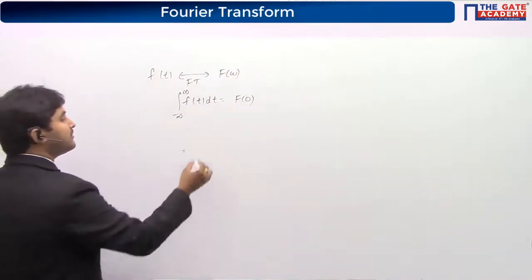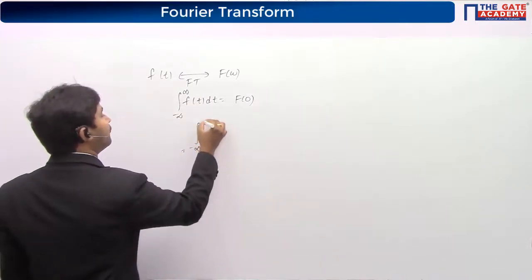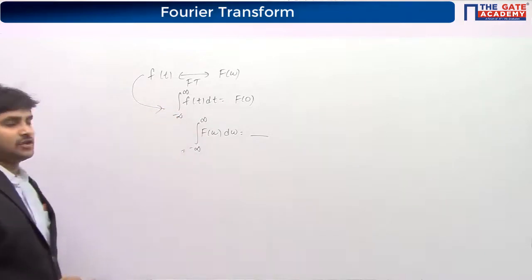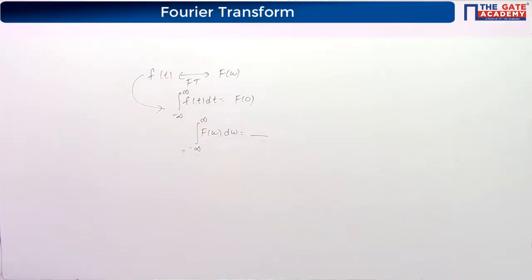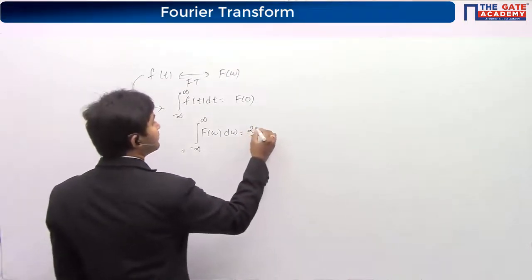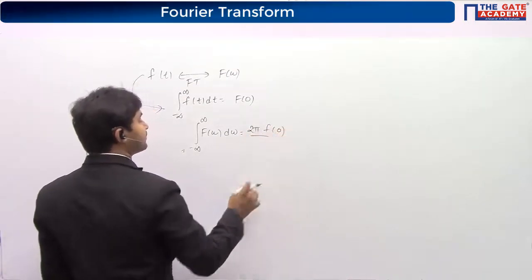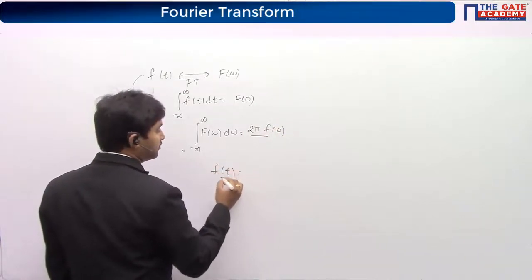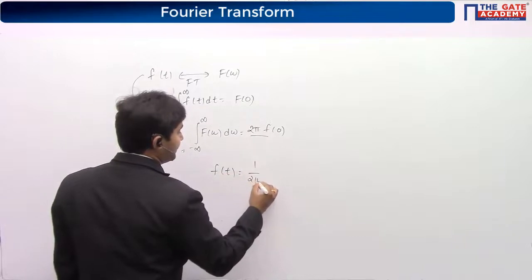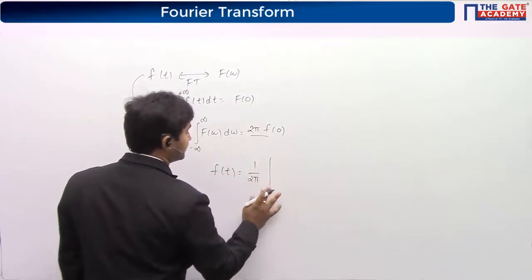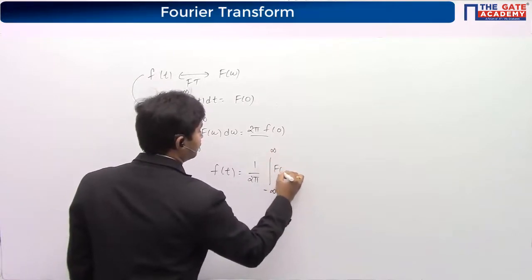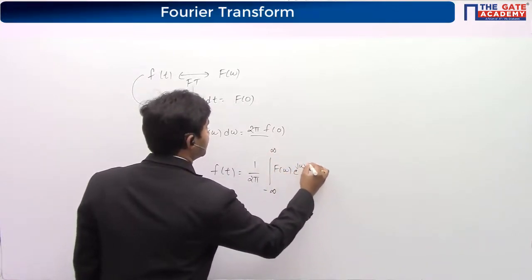Now can you please tell me what would be the area of F of omega? If we approach it the same way, what would be the area of F of omega? Very good. So it is 2 pi multiplied by small f of 0. This comes from the inverse Fourier transform, right? The formula is f of t is equal to 1 by 2 pi integral from minus infinity to infinity F of omega e power j omega t d omega.